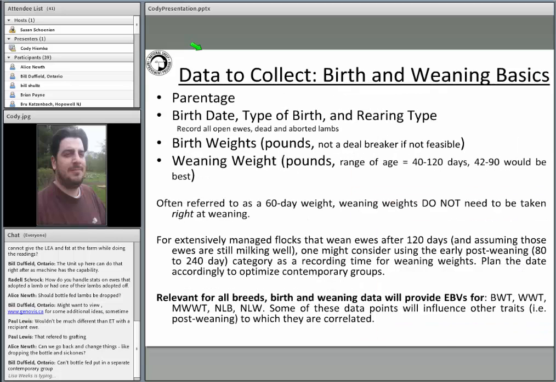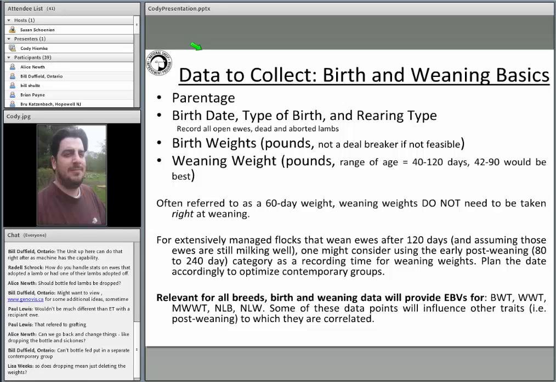So there's some basics to what you're going to collect. Of course, parentage, pretty sure that's going to be obvious for everybody. Birth date if you can, the type of birth, and the rearing type. You also record all open ewes, dead and aborted lambs.